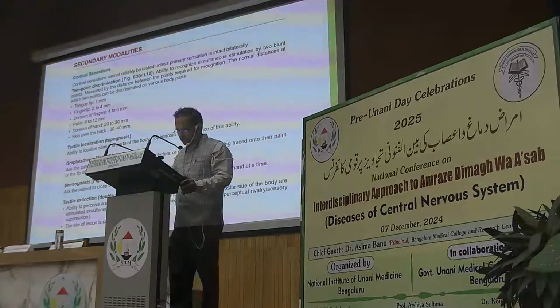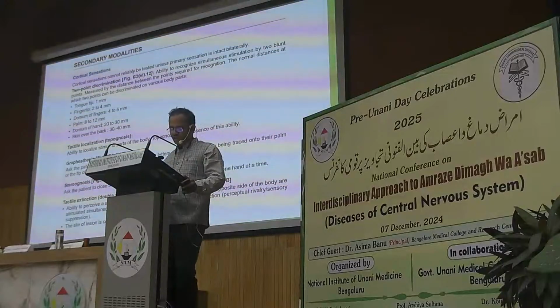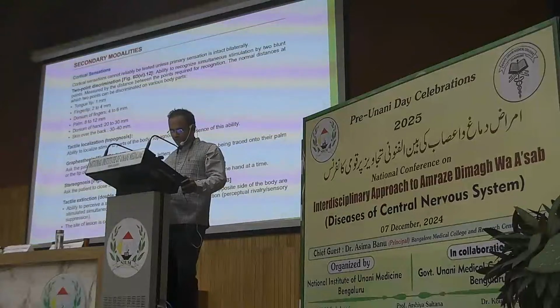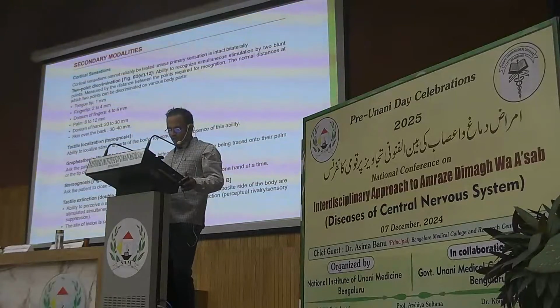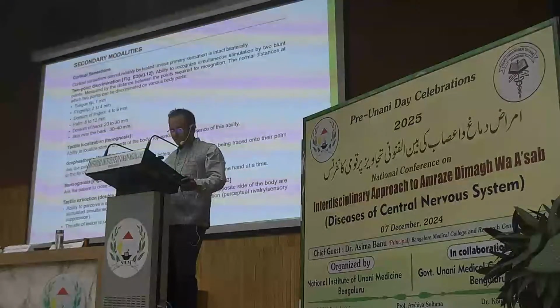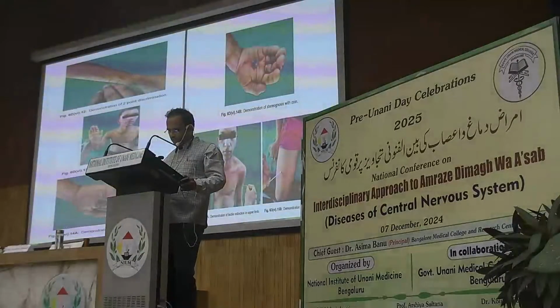Coming to stereognosis, you ask the patient to close the eyes and give him a key or any familiar object, and he should be able to tell what it is. Coming to tactile extinction, if you stimulate two different parts of the body, the patient should be able to tell that you are stimulating both parts of the body. This is what I explained already.